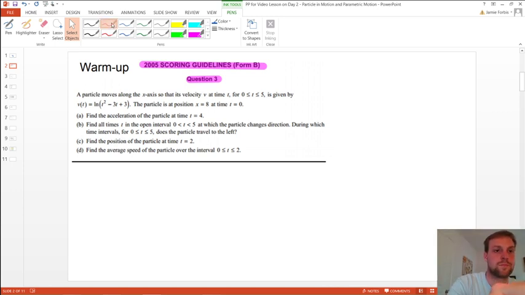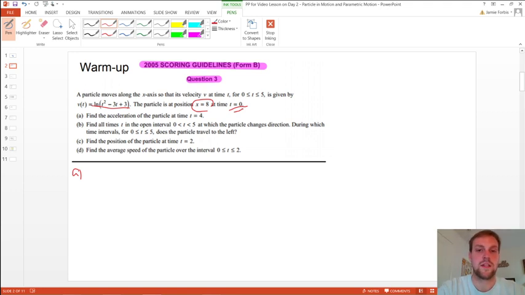We'll start with A. It says a particle moves along the x-axis so that its velocity v at time t, between 0 and 5 seconds, is given by this function for velocity, this natural log. The particle is at position x equals 8 at time equals 0. So when time is equal to 0, my initial position is equal to 8. It's going to be helpful for later on.